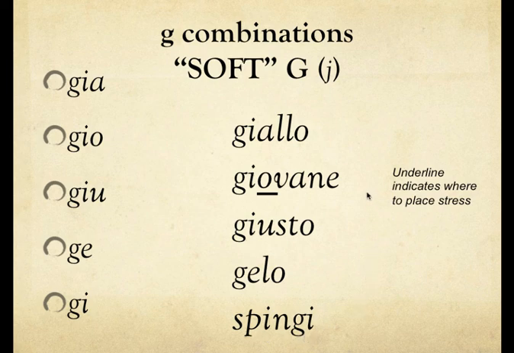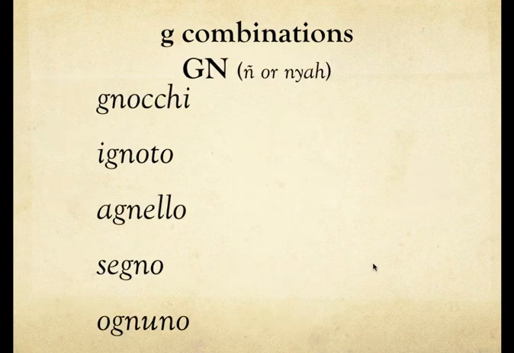You'll notice on giovane there's some underlining indicating where to place the stress. Usually in Italian, the stress is on the second to the last syllable, but in this case it's moved forward to distinguish it from a different word. These are the G combinations.